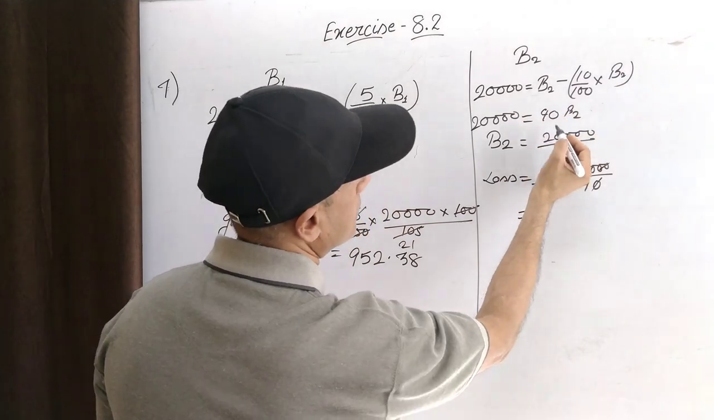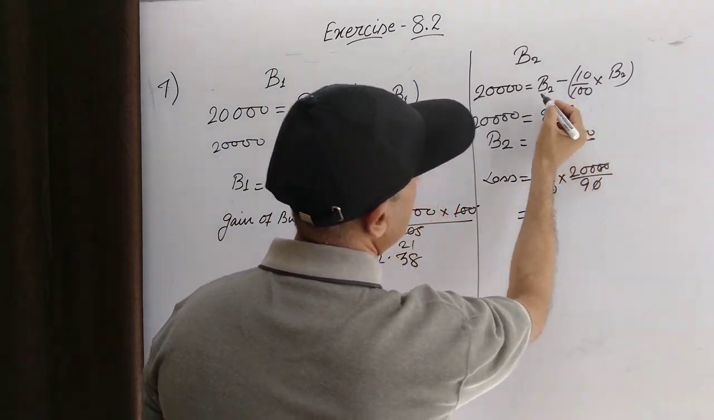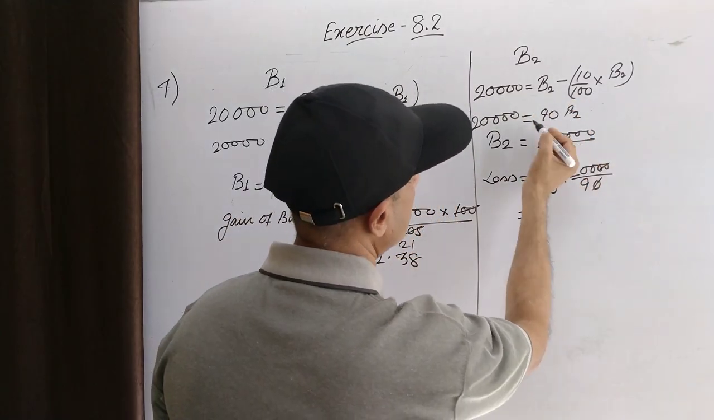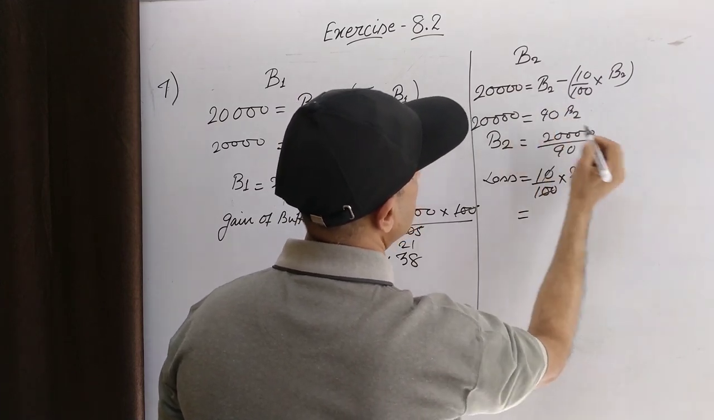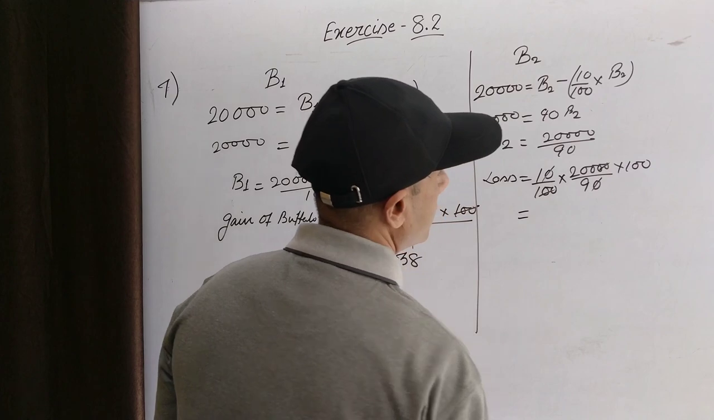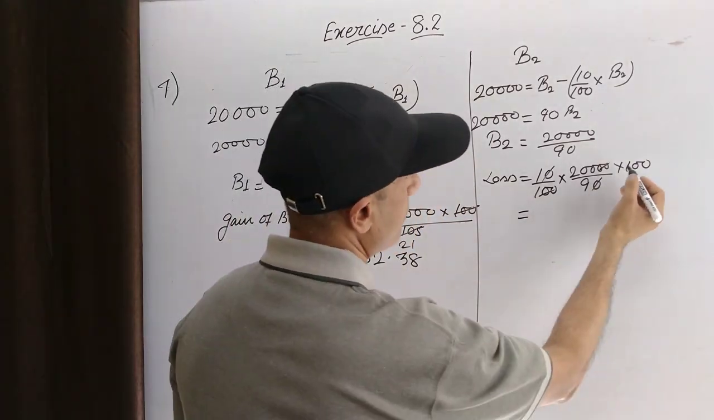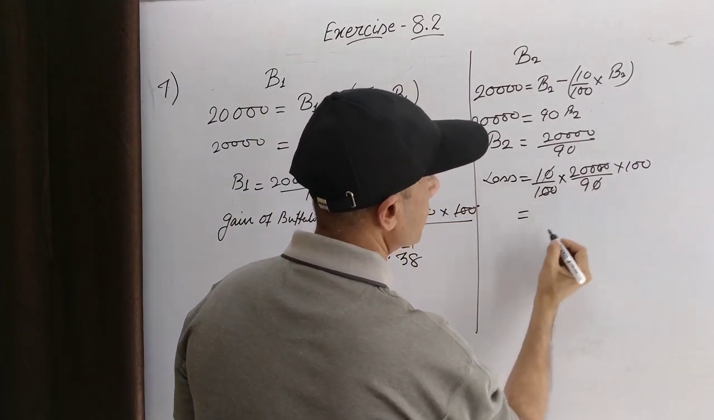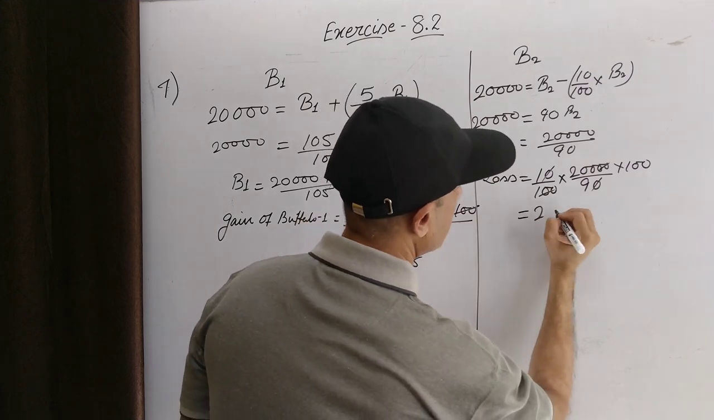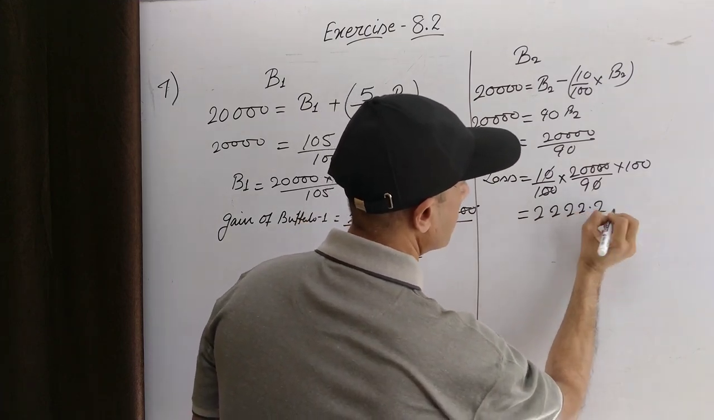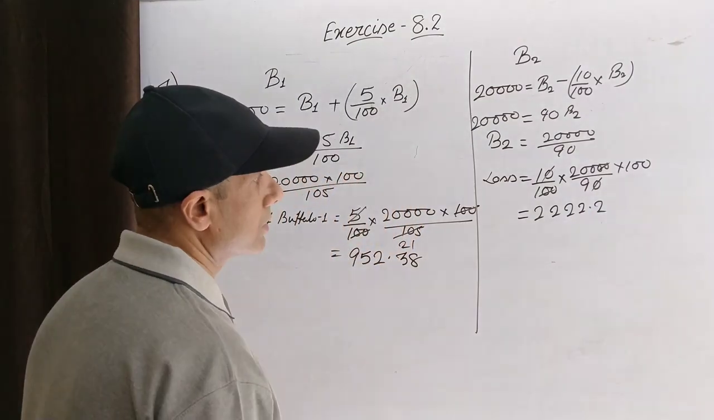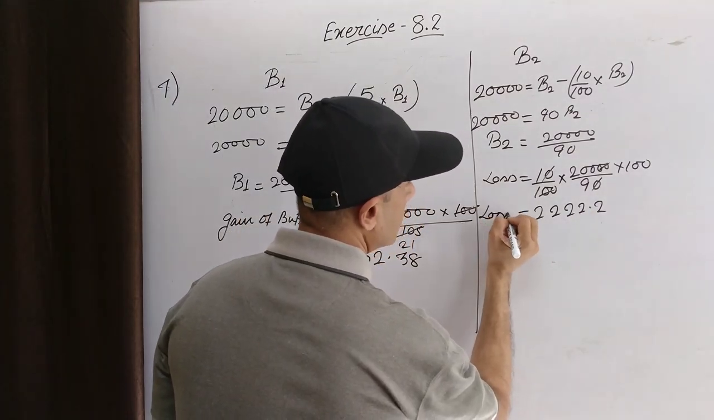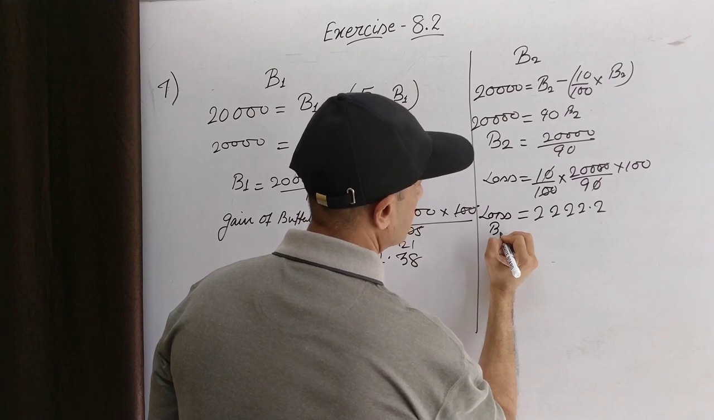We have missed here 100. So it will be 90 B2 by 100. So here it will be into 100. Okay, so this amount comes to be 0.2. So this is the loss of selling the second buffalo.